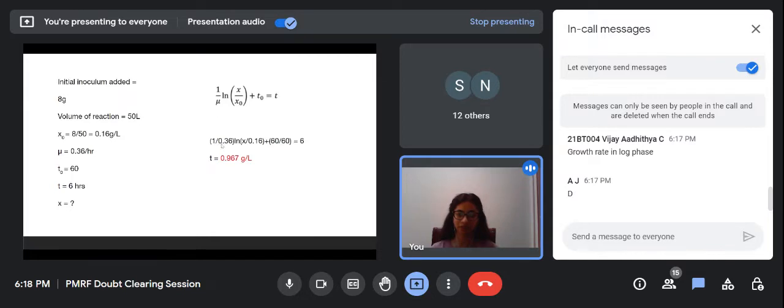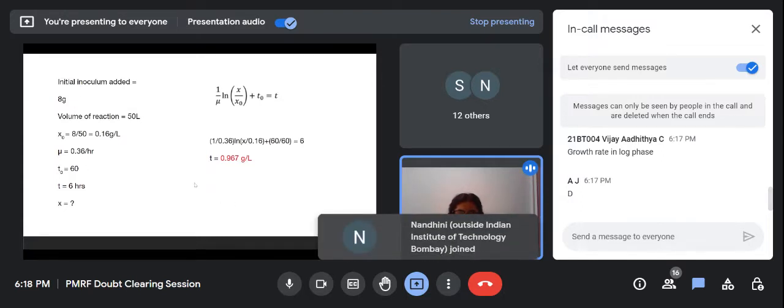So you divide 1 by 0.36, which is the specific growth rate, ln of x by 0.16, which is the x naught, the concentration at time equals T0. And since the 60 is given in 60 minutes, and everything else is in the units of hour, you have to convert the 60 minutes into hour, which will be 1 hour.